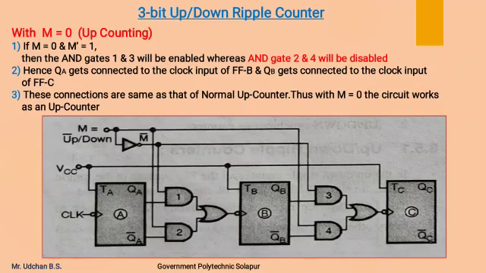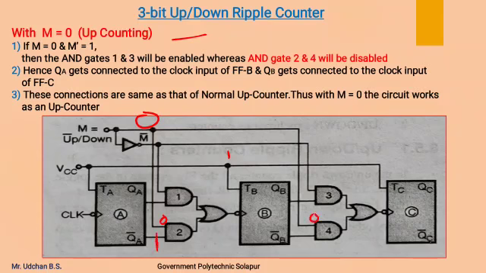Now with M as 0, this circuit behaves as an up counter. Now we will see how this is possible. As M is 0, this line is 0 and M complement will be 1, so this line is 1. So M is 0, the AND gate 2 receives 1 input as a 0, AND gate 4 will receive 1 input as a 0.